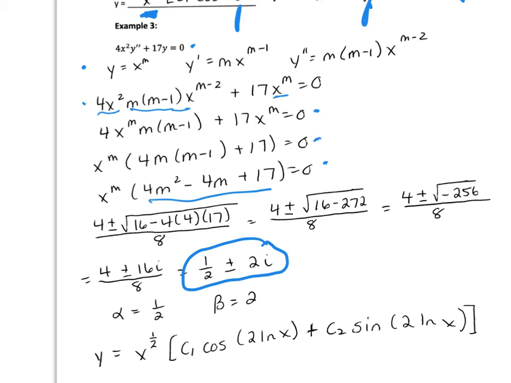Okay, we're still going good. So how do I write my solutions? x to the alpha, c1 cosine 2 ln of x, c2 sine 2, that's your beta, ln of x.